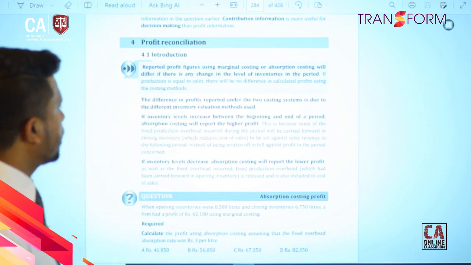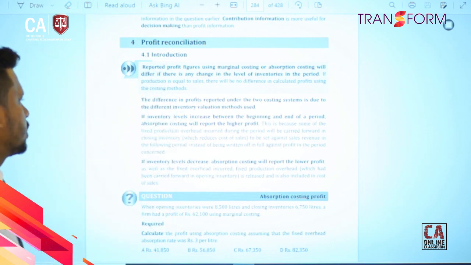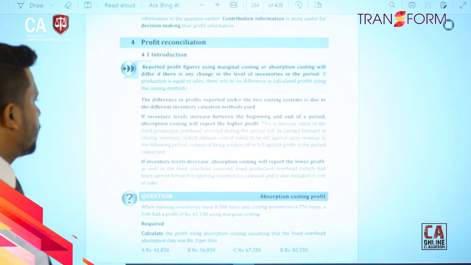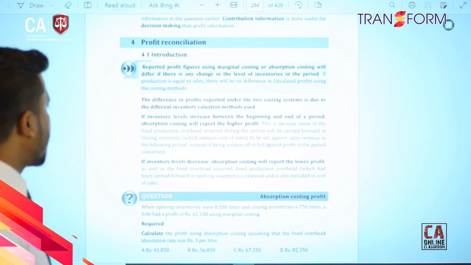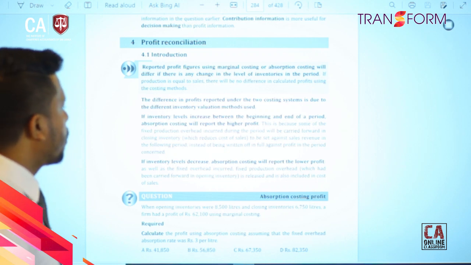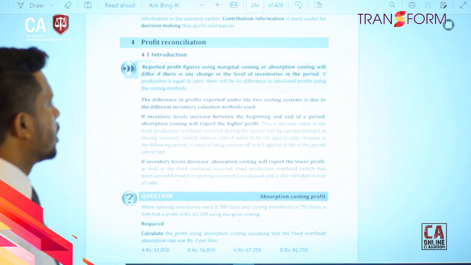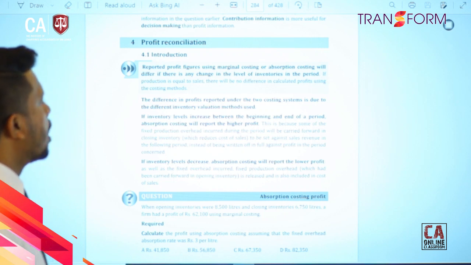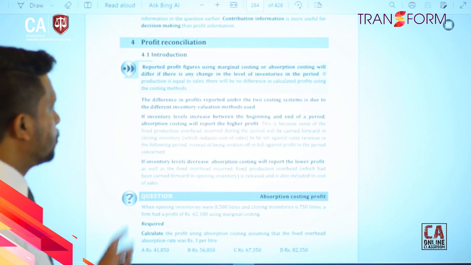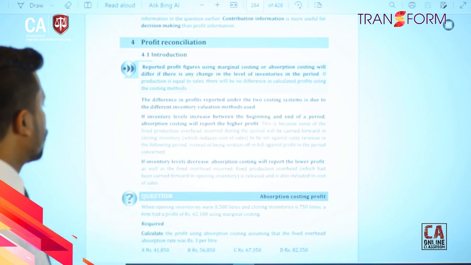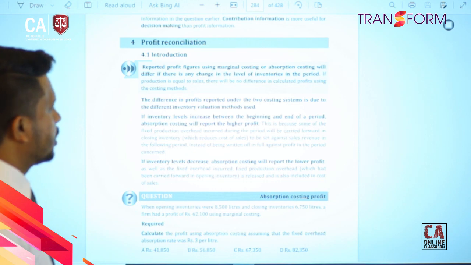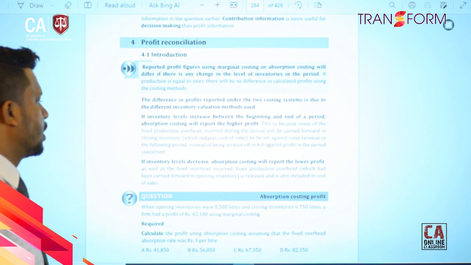The difference in the profit reported under the two costing systems is due to the difference in inventory valuation method. We understood that clearly. If inventory level increases between the beginning and end of the period, absorption costing will report a higher profit. This is because some of the fixed cost overhead incurred during the period will be carried forward in the closing inventory cost, to be set against the selling revenue the following period, instead of being written off in full against the profit of the period concerned.